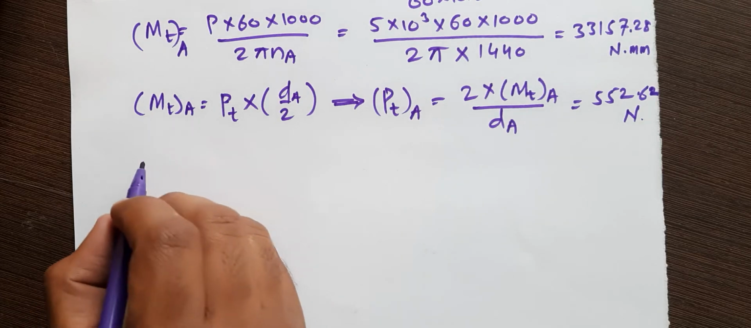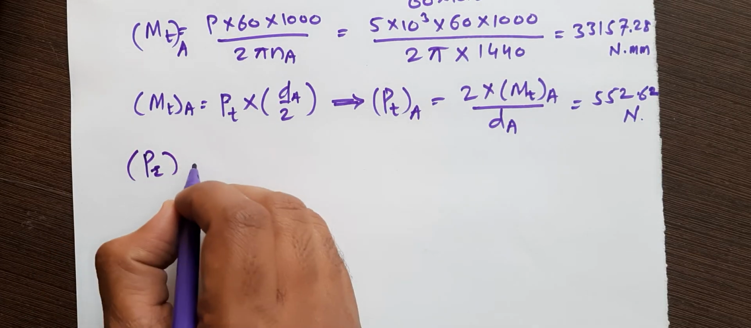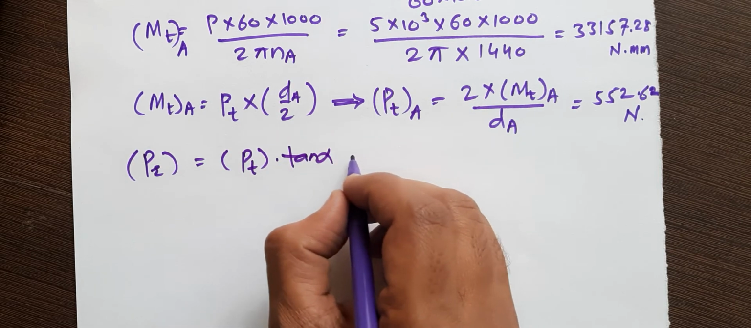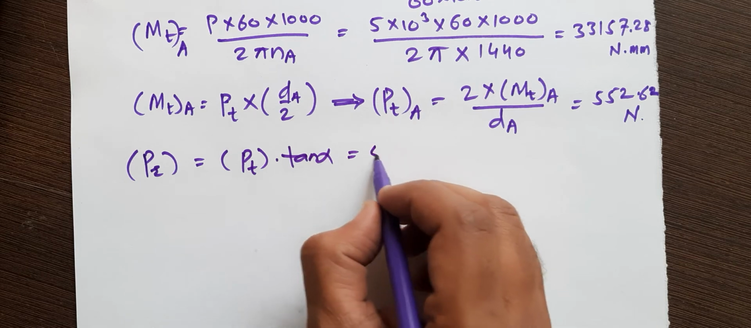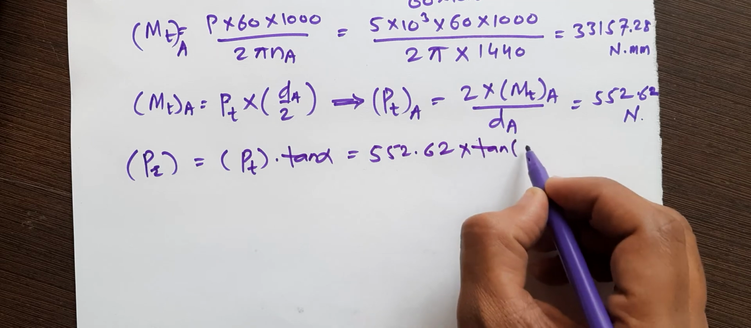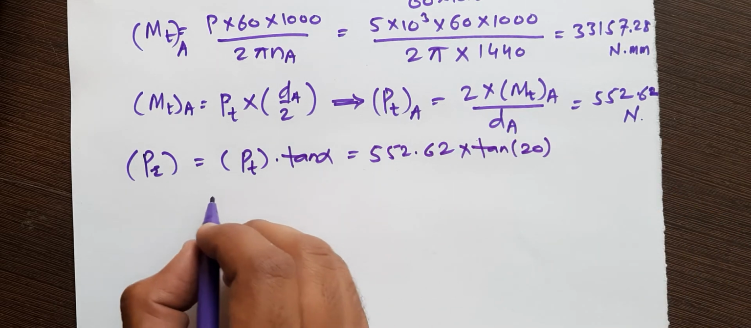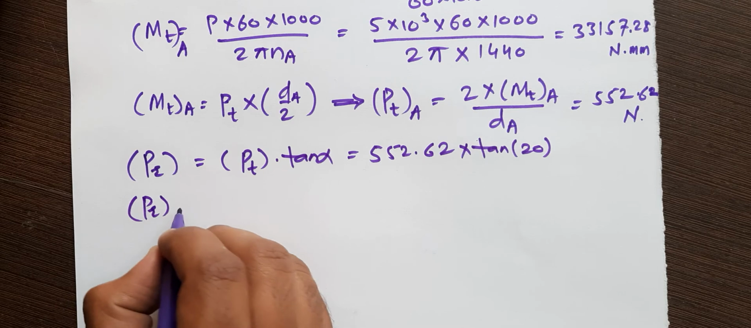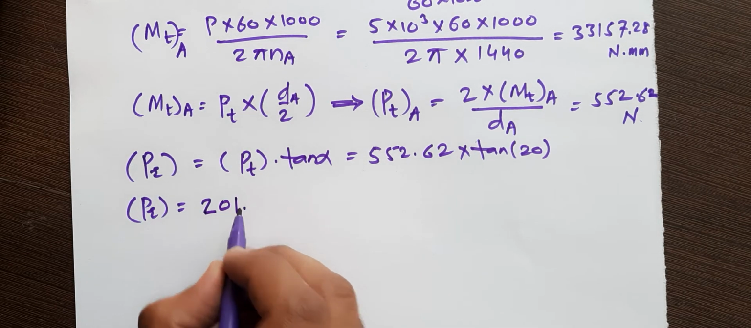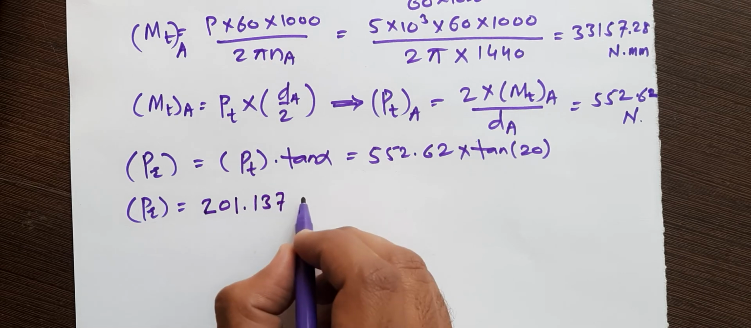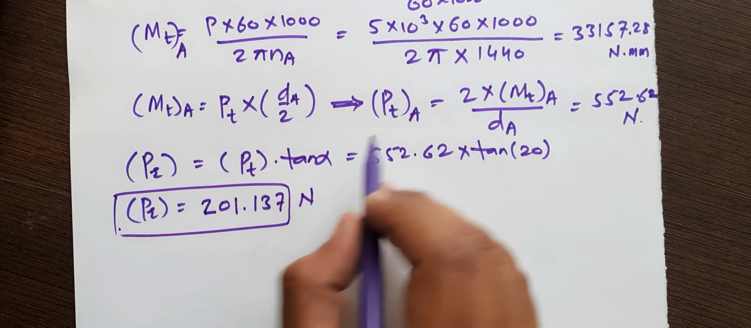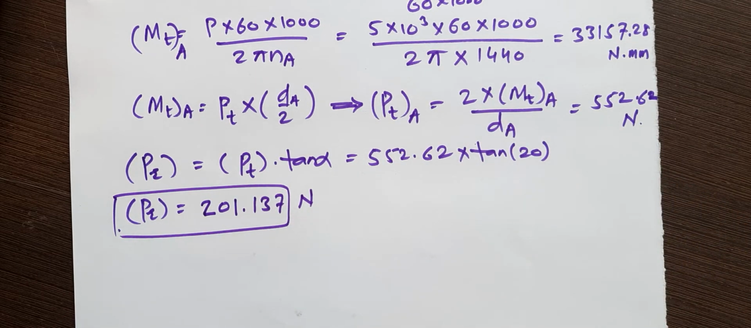Component PR is nothing but PR is equal to PT into tan of alpha. So from this we can calculate PR. PT is 552.62 into tan of alpha, which is given as 20 degrees. If you put the values here, you will get PR is equal to 201.137 Newton. So this will be PR and here PT will be this one.